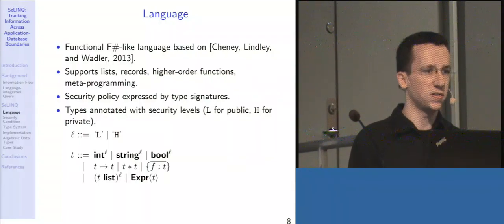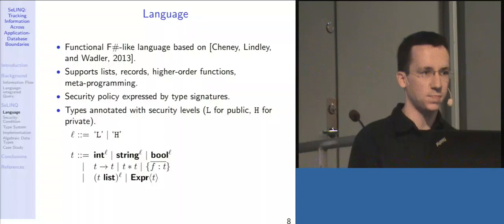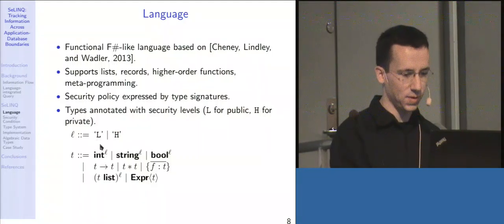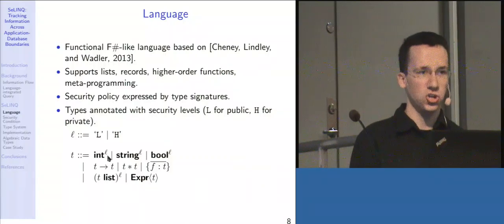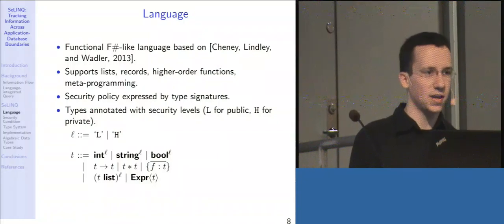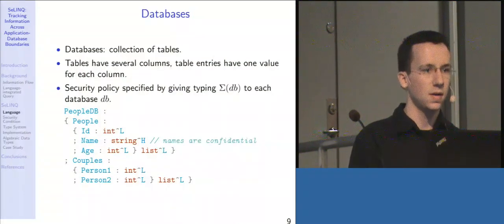And to express our security policies, we use the type system, where we have the standard types, but it's not just about what data it is, but it's also annotated with security levels. So for instance, you could have an integer that's annotated with L, that means it's considered a public piece of information, or if it's annotated with H, then it is a secret piece of information and should not be leaked. And to give you a bit of a flavor how that looks like in practice, first I should introduce how we handle databases.